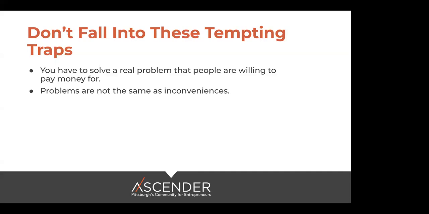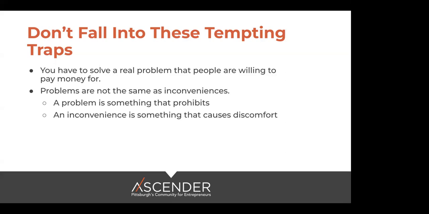I also want you to note that problems are actually not the same as inconveniences. This is another trap that I see entrepreneurs fall into. So what do I mean by that? A problem is something that prohibits. Just think about that: it's something that will make a person stop or not be able to behave in the way that they want to behave. Whereas an inconvenience is something that causes discomfort, but it doesn't necessarily stop somebody.